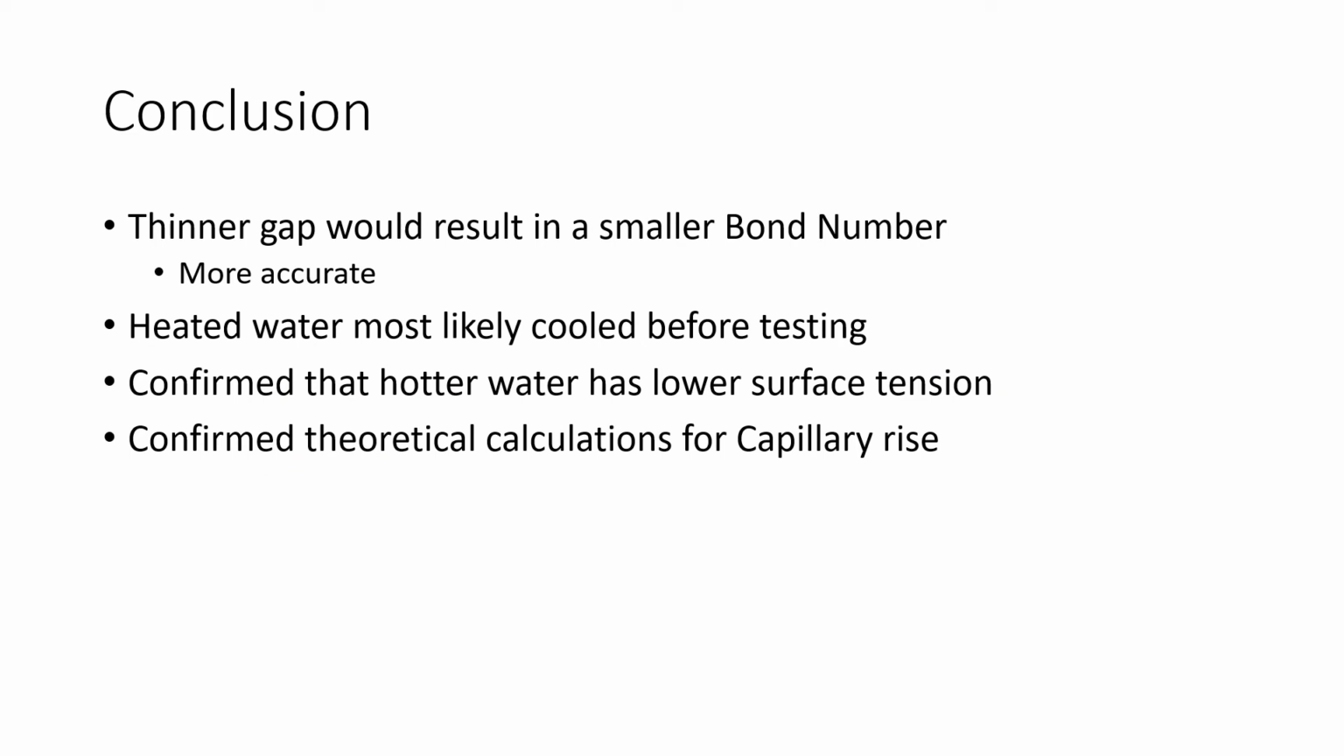So in conclusion, I think a thinner gap between the two vertical plates would result in a more accurate capillary rise versus the theoretical value, as this would result in a smaller bond number, where from our textbook, the bond number must be significantly less than 1 for this capillary rise equation to hold true. Another source of error is possibly that between me heating the water and taking its temperature and actually conducting the experiment with the glass slides, the water most likely cooled down.